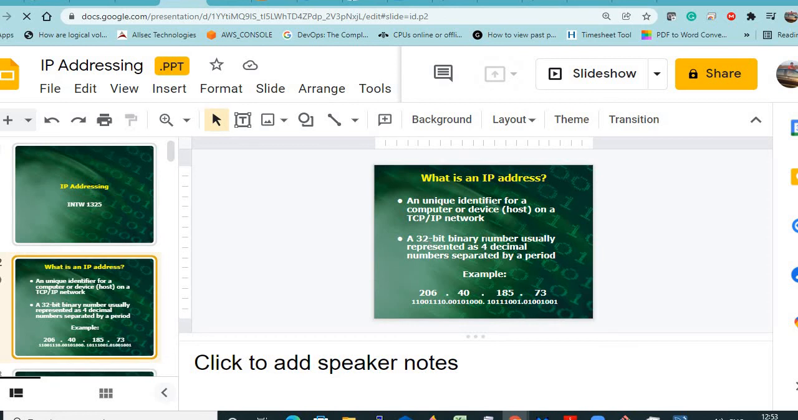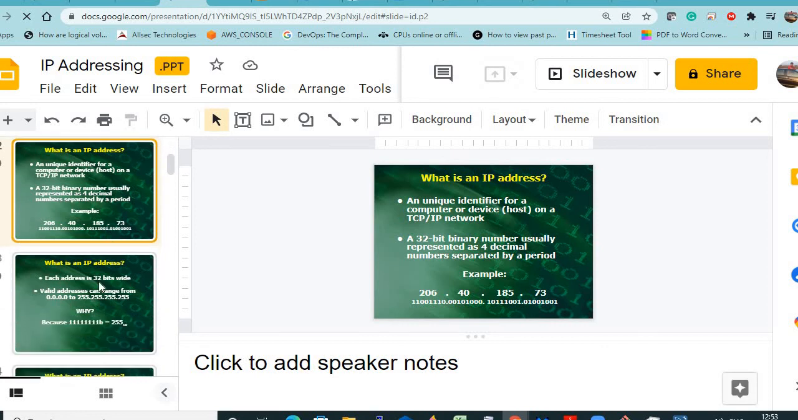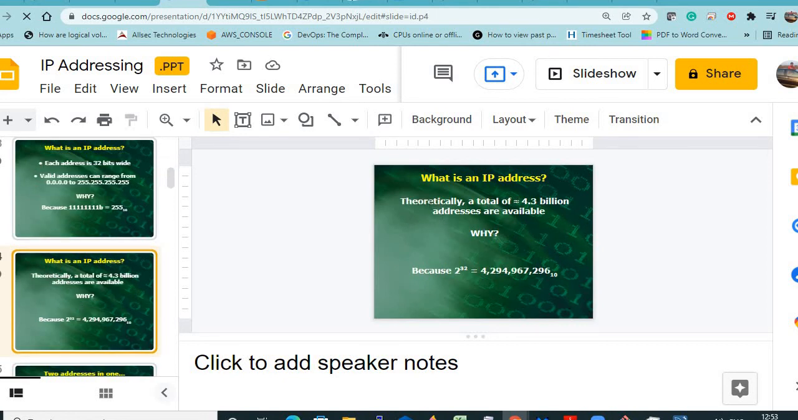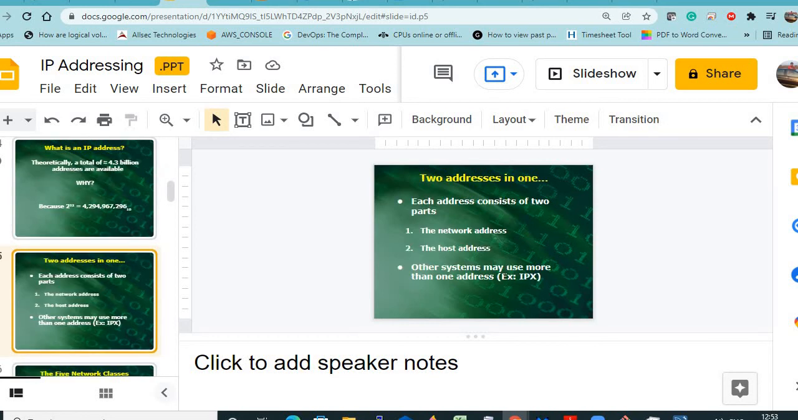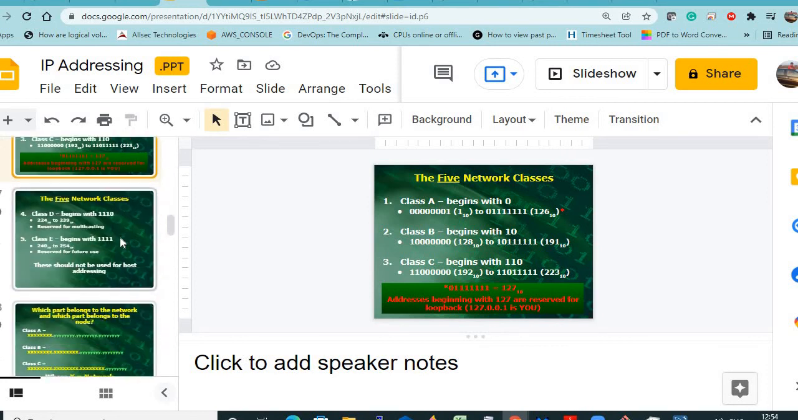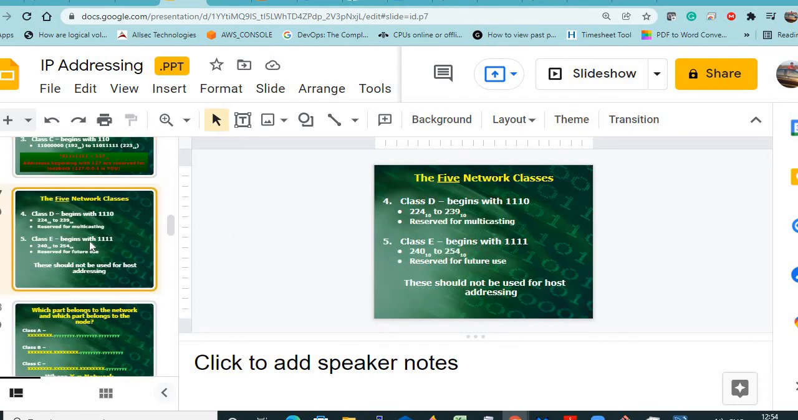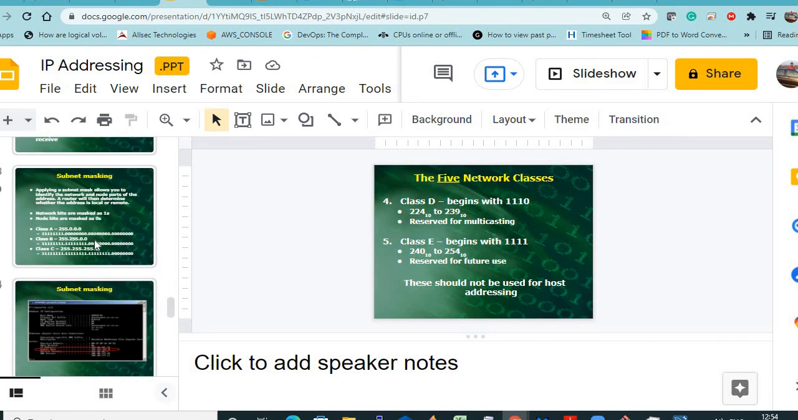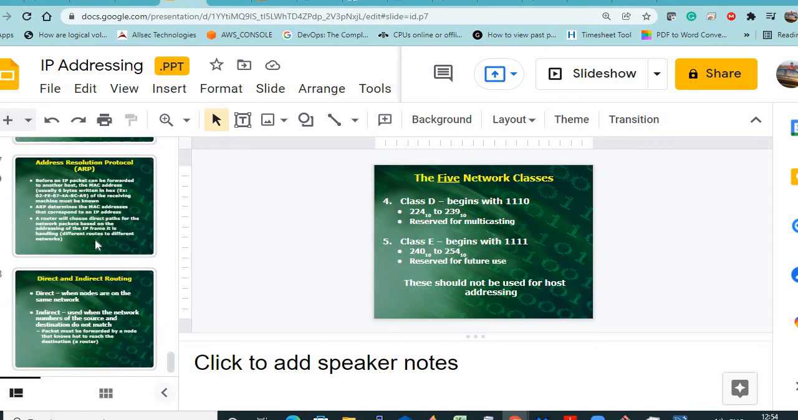See, this is whatever I have explained so far. Same thing I have explained. I will share this with you guys. See, theoretically, 4.3 billion IP addresses are available, because 2 power 32 is 4.3 billion. See, the network address and the host address, a detailed explanation they have given. This is for your reference. I have already explained this, so you can go through it. I will share it with you. Subnet masking, everything I have.